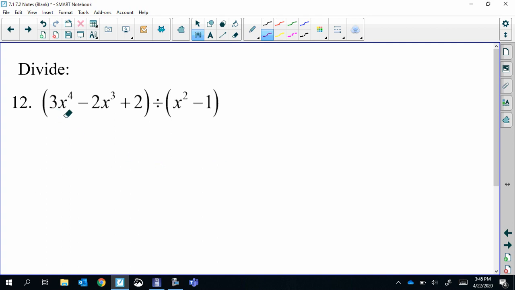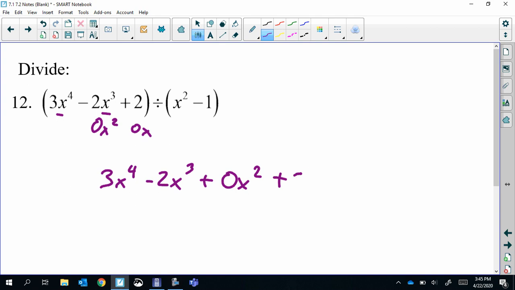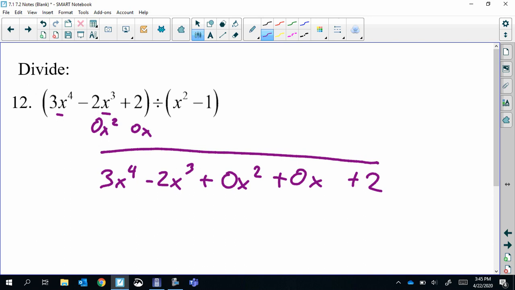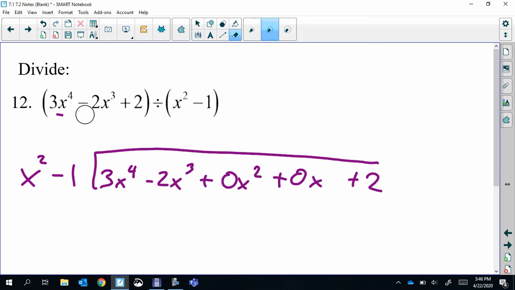When you do long division, you first make sure that you have all the exponents. This one you can see it goes x to the 4th, x to the 3rd. It's missing x squared and x. So we're going to make sure that we have a 0x squared and a 0x when we write this out. 3x to the 4th minus 2x to the 3rd plus 0x squared plus 0x plus 2. And we are dividing by x squared minus 1. If you wanted to put the 0x here, you can. It's not necessary, but some people like to do that.